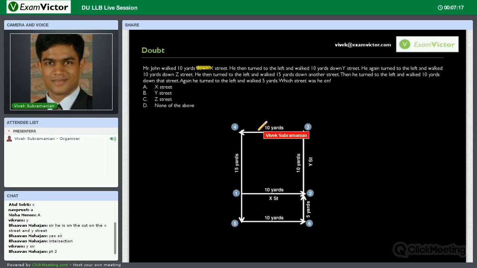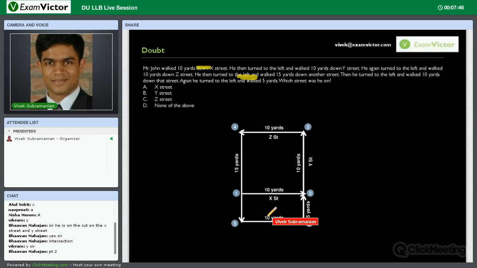This street was called Z street. And now the question runs out of street names. Now the streets don't have any names at all. At point 4, he turns to the left and walks 15 yards down another street. So point 4, left turn, 15 yards to reach point 5. Okay, now we have reached point 5. And then he turned to the left and walked 10 yards down that street. That street is a different street.